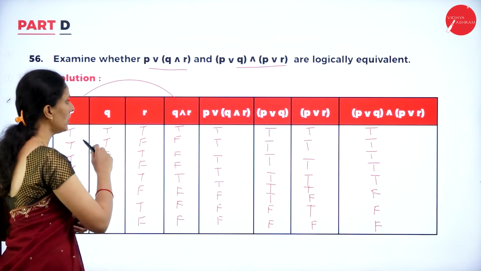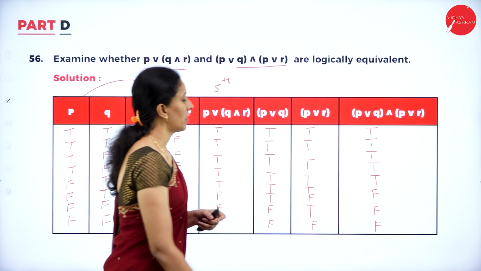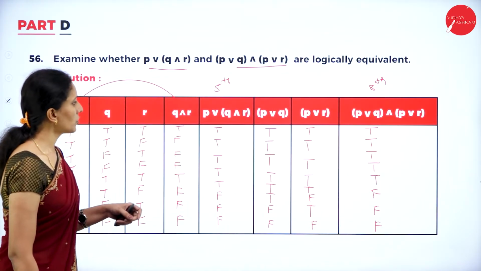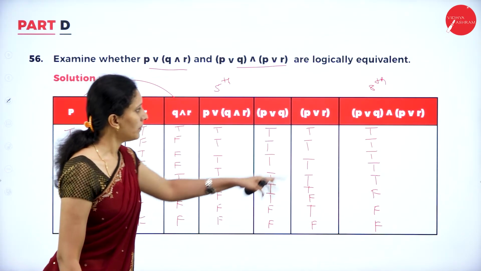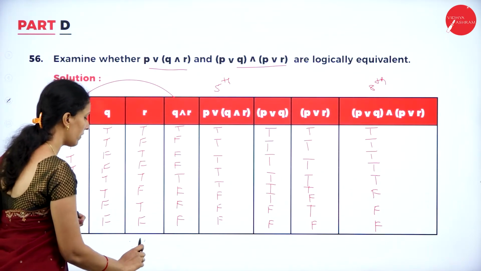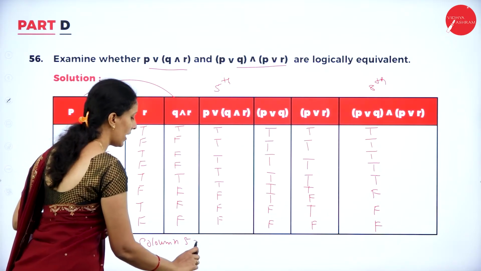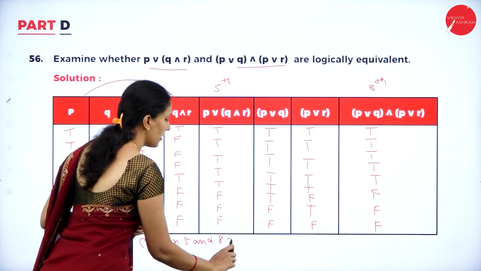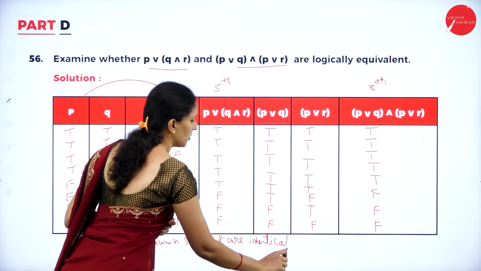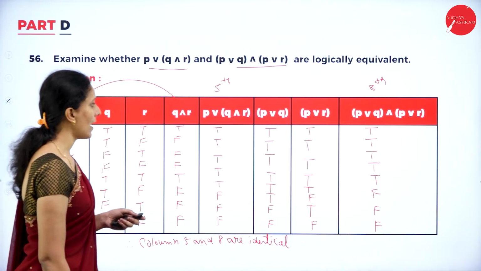Observe this column here. This one is the 5th column and this is the 8th column. So observe the truth values here. The 5th column and the 8th column are identical. So here we can conclude, column 5 and 8 are identical. Since they are identical, we can conclude the statement as this.